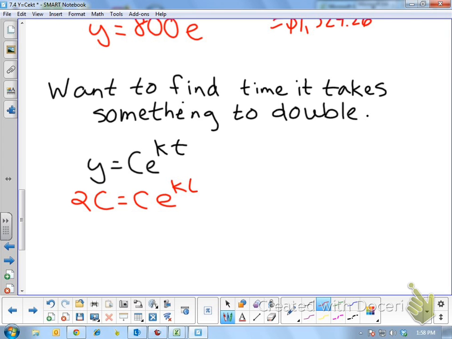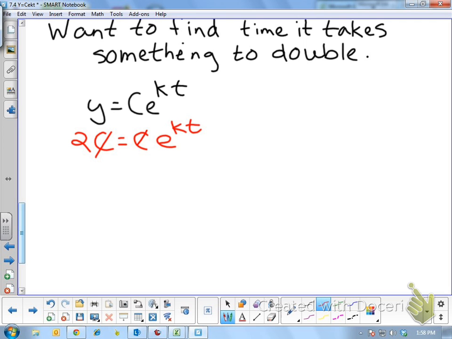I could use this in a lot of different ways. What if I said I want to know the time it takes for something to be half? Half C. What if I said I wanted to know how long it takes something to be 10%? 0.10 C. Okay. And what's going to happen to our C's? They cancel out. The C's go away. We get 2 equals e to the KT. And I said I wanted time, so we do need to solve for time. So what do we have to do to solve for time?